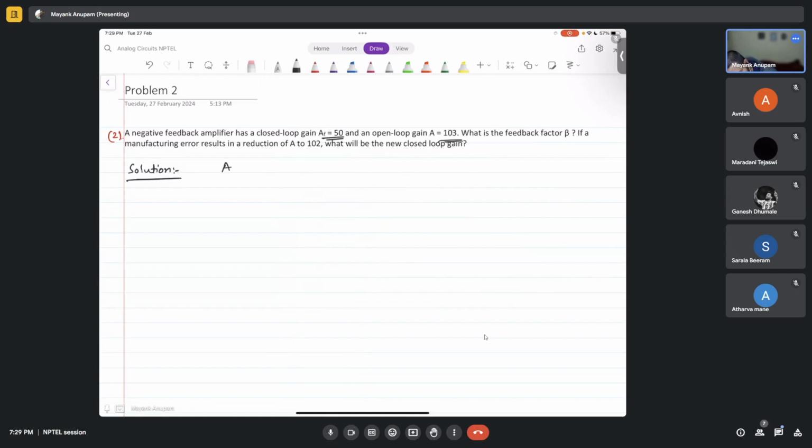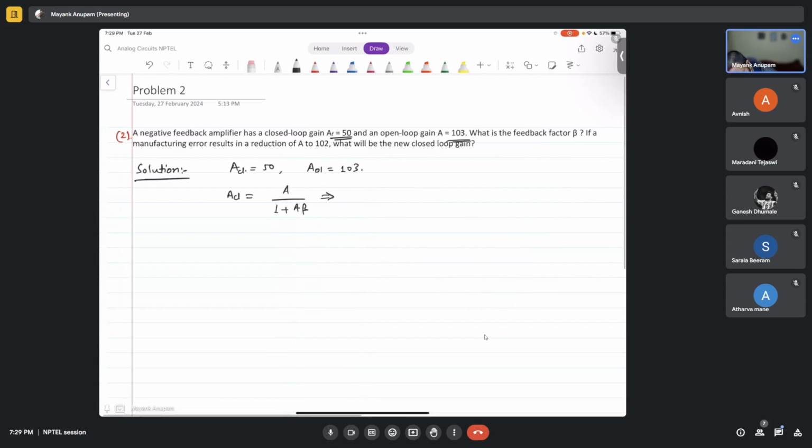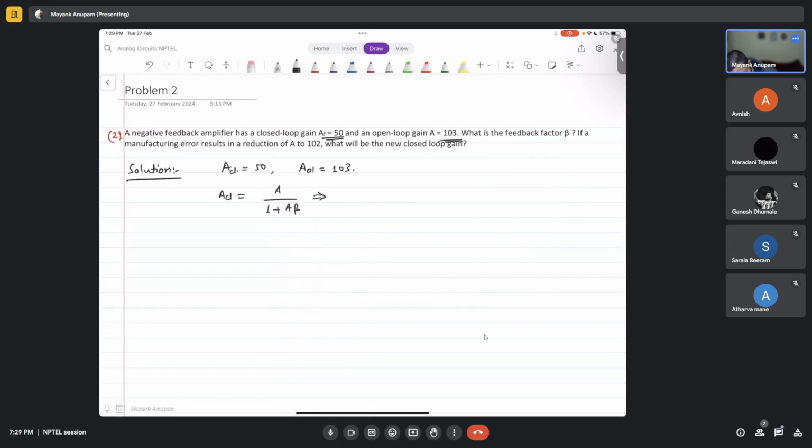So your closed loop gain is 50 and your open loop gain is what? 10^3. So as we just saw, what is closed loop gain? A divided by 1 plus A beta, right? So what is beta from here? This 50 is equal to 10^3 divided by 1 plus 10^3 beta, isn't it?